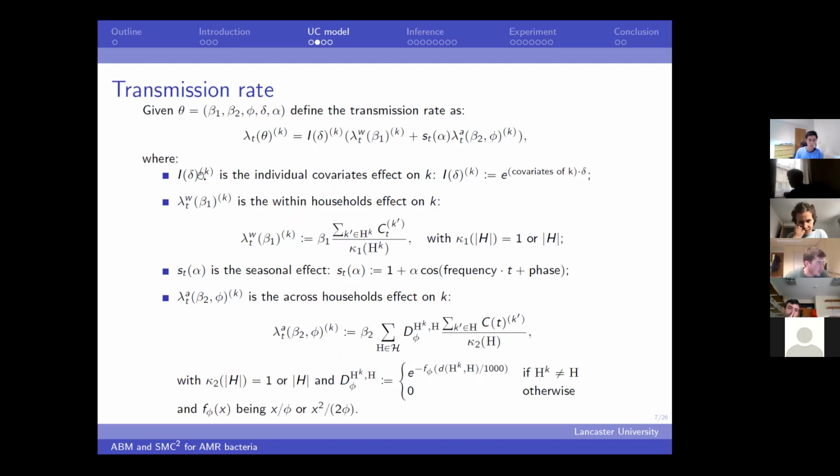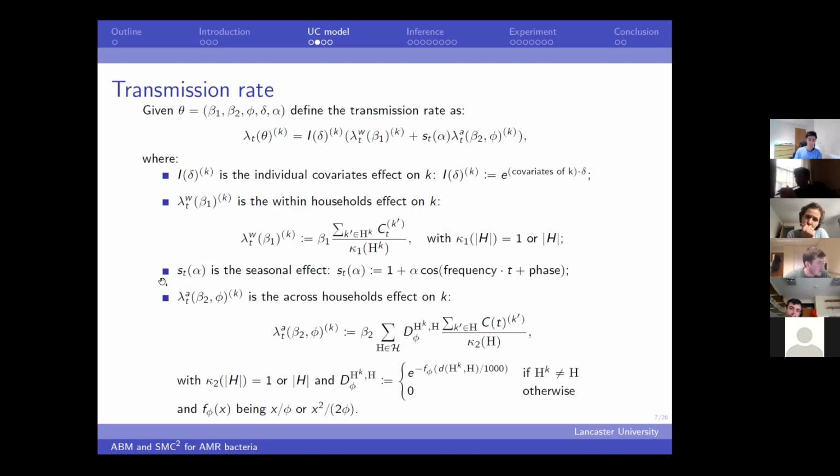If we look at these elements specifically, the individual covariates effect looks like this: e to the power of a linear combination of the covariates of individual K, where of course what we want to do is to estimate the coefficients of the covariates. About the within-household effect, we have a parameter that scales this effect. Then we are just counting the number of colonized individuals inside the household, and either normalizing it or not with the size of the household, which means that we are either considering the absolute number of colonized individuals in the household or the prevalence in the household.